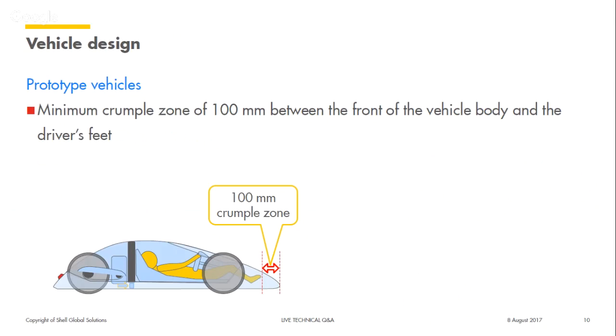Okay, regarding vehicle design, we have included a new rule, which is that there must be a crumple zone of 100 millimeters between the front of the vehicle and the driver's feet. Okay, so that means the feet should not be touching the end of the car, but there should be a 100 millimeter crumple zone so that the driver's feet are not damaged or hurt in a slight collision. Next slide.